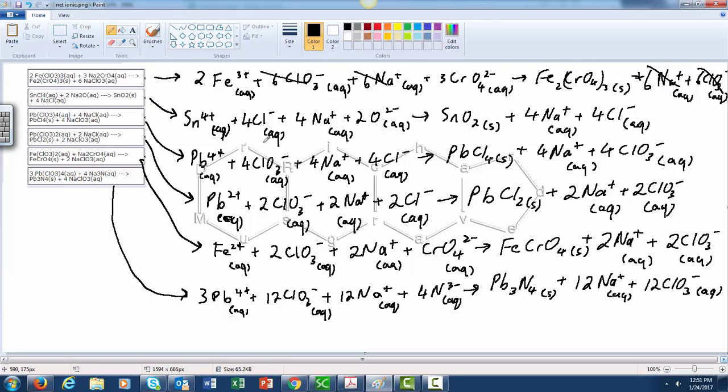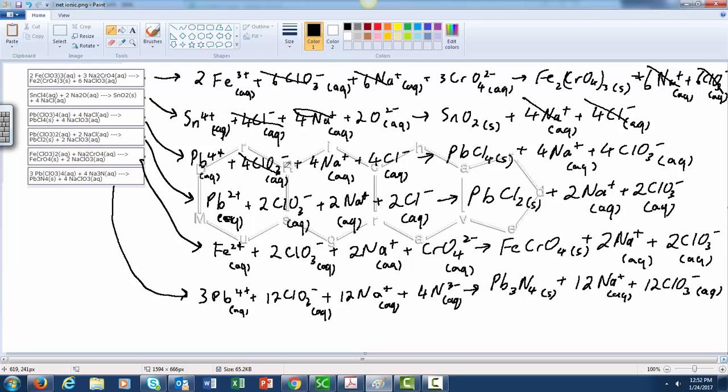Alright, so the next one, the ones that are the same on both sides, we've got 4Na plus and we've got 4Cl minus, and all we're left with then is what forms the solid: the Sn4 plus and the 2O2 minus gives the SnO2.